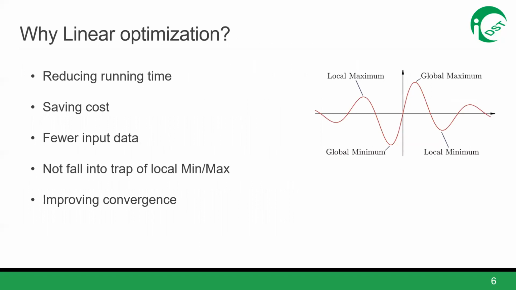We applied linear optimization in the green infrastructure placement tool coupled with SWMM. And why linear optimization? Because it reduces the running time, saves cost, and you can use any computer to run it. It needs fewer input data parameters, and it will not fall into the trap of a local minimum or maximum. Because of that, it improves convergence.